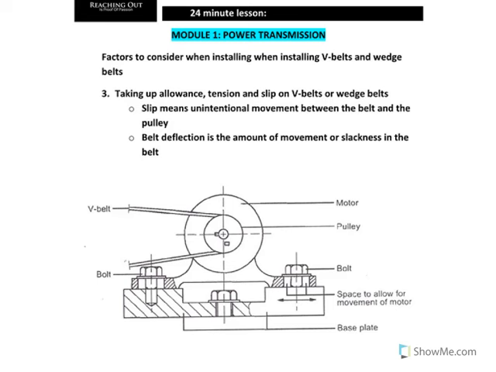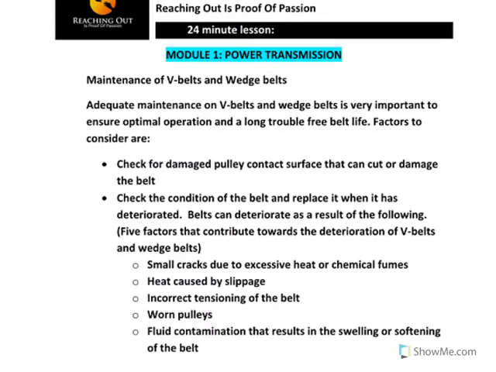Now, factors to consider when installing the V-belt and the wedge belt. The next factor is taking up allowance, tension, and the slip on V-belts as well as wedge belts. Slip means unintentional movement between the belt and the pulley. The belt deflection is the amount of movement or slackness in the belt. Now, remember again this diagram. It is very important for you to know the diagram.